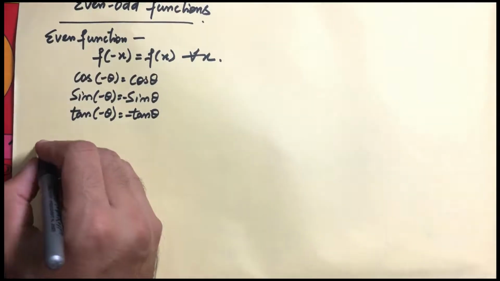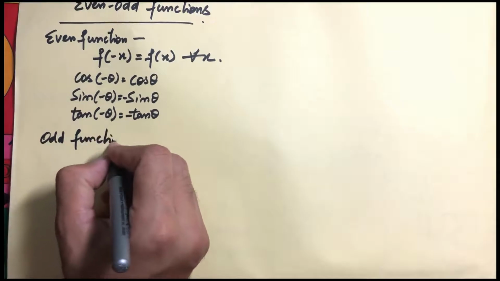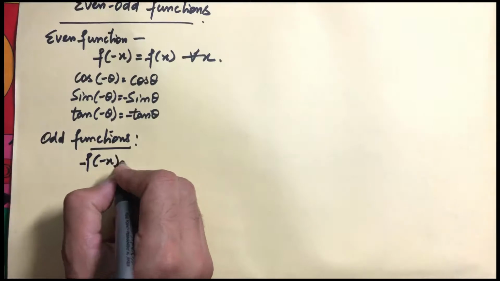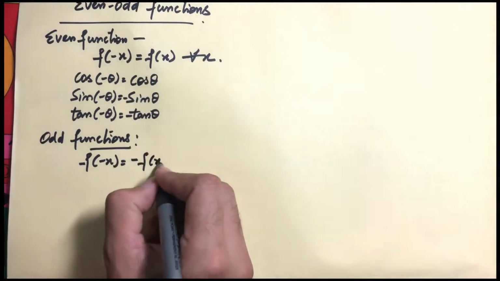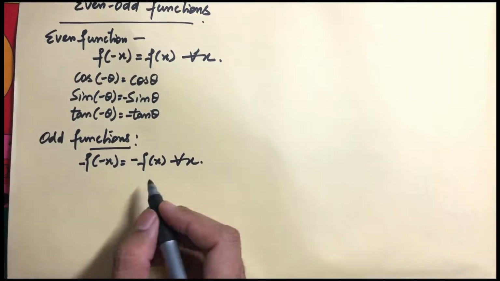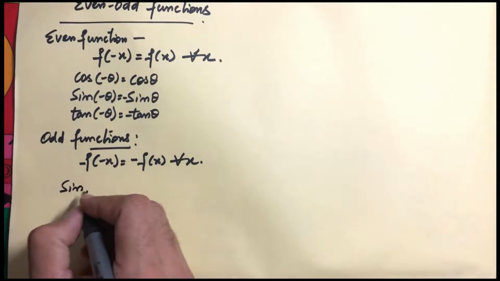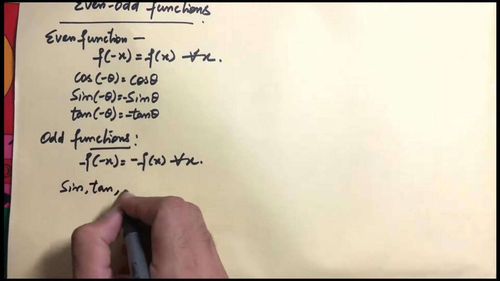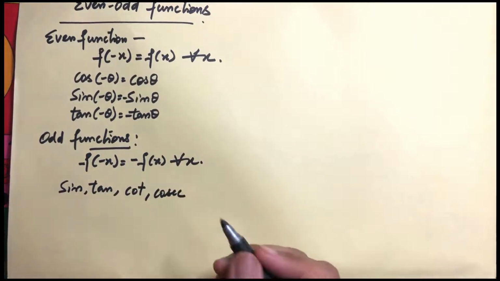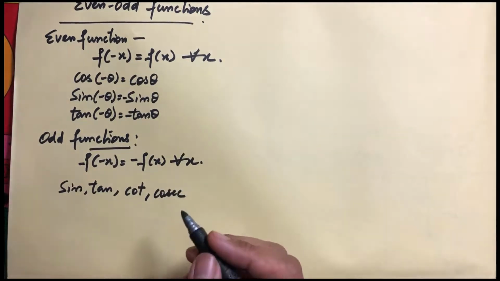And then what are the others? They are odd functions. That is, if f of minus x is minus of f of x for all x, they are called odd functions. What are the odd functions in trigonometry? Sine, tan, cot, cosecant. And cos and secant are even functions.